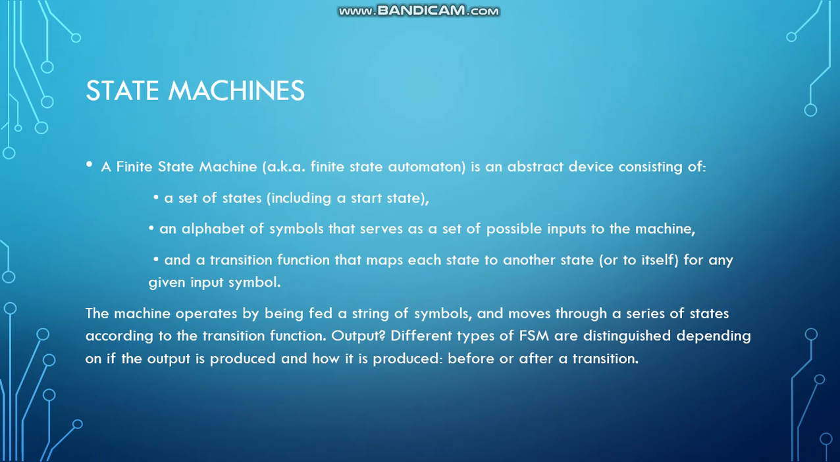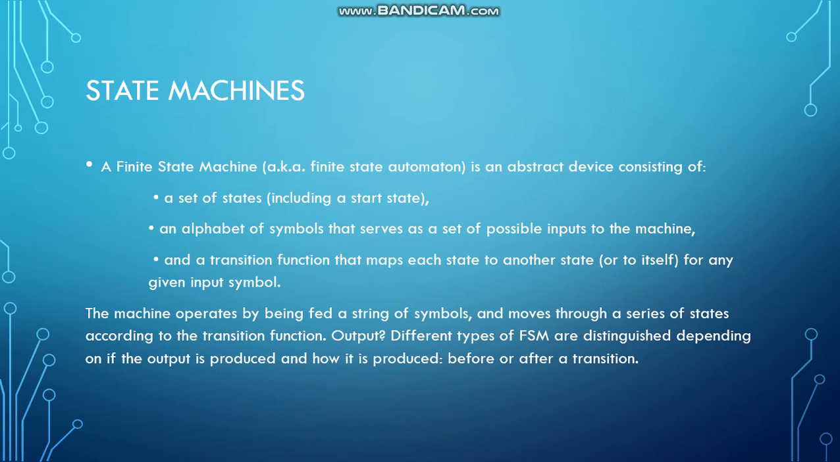So what are state machines? A finite state machine, also known as finite state automaton, is an abstract device consisting of a set of states, including a start state or sometimes an end state, an alphabet of symbols that serves as a set of possible inputs to the machine, and a transition function that maps each state to another state or to itself for any given input symbol.